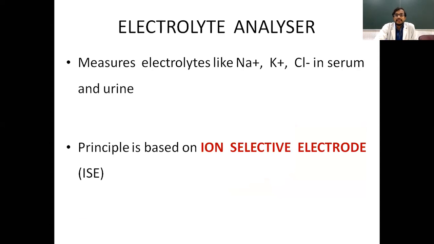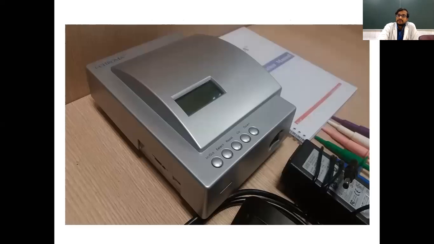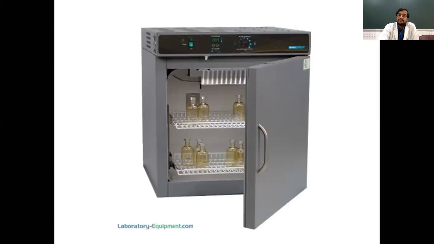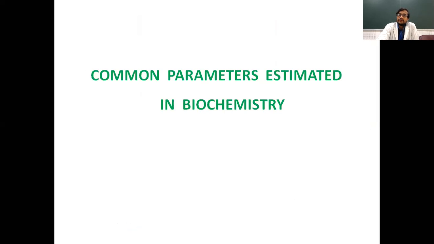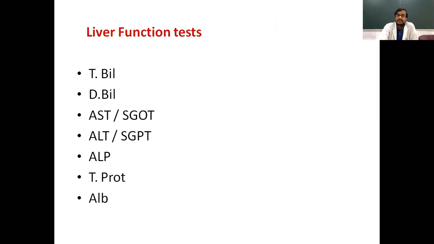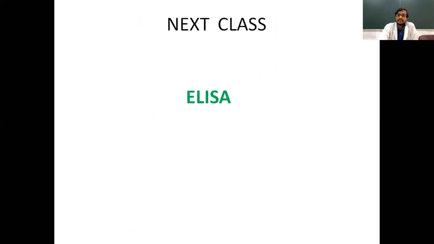And the electrolyte analyzer is used for sodium, potassium, and chloride. The HbA1c analyzer is used for analysis of HbA1c. The incubator maintains the temperature for the reaction between the reagents and the sample to be carried out comfortably. This is the incubator, and the distilled water apparatus provides distilled water. And we have seen the common parameters. In different systemic diseases, the levels of different parameters will be abnormal. Okay, next class is ELISA.